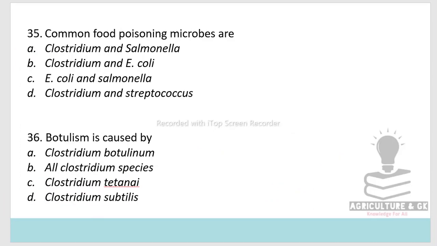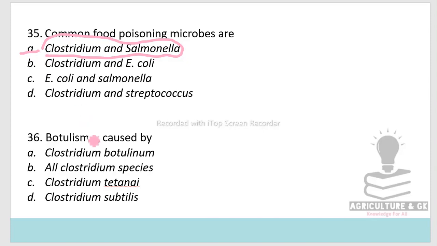Now moving next. Common food poisoning microbes are. So food poisoning, we have a very large number of reported cases. Which microbes cause it? Clostridium and Salmonella, Clostridium and E. coli, E. coli and Salmonella, Clostridium and Streptococcus. Which of these microbes causes food poisoning? Food poisoning is caused by Clostridium and Salmonella. So our answer will be option A.